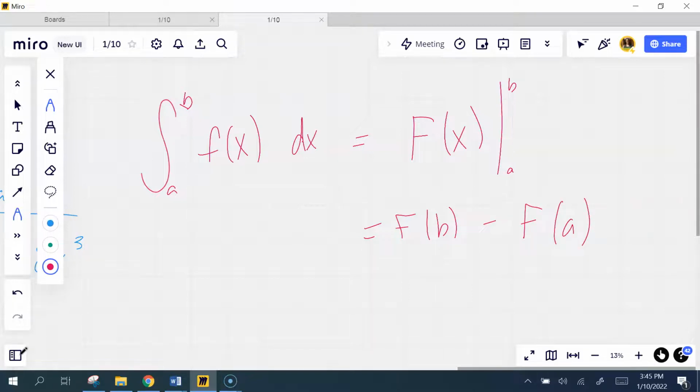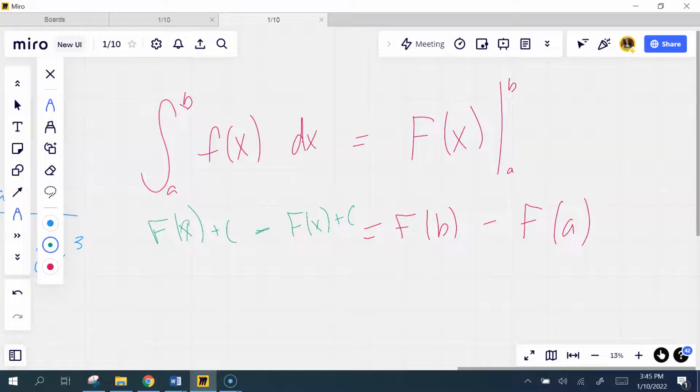And the reason you don't have to worry about that constant is because if I found here that the antiderivative, whatever that was, plus c, and this antiderivative, f of x plus c, whatever that is, right?